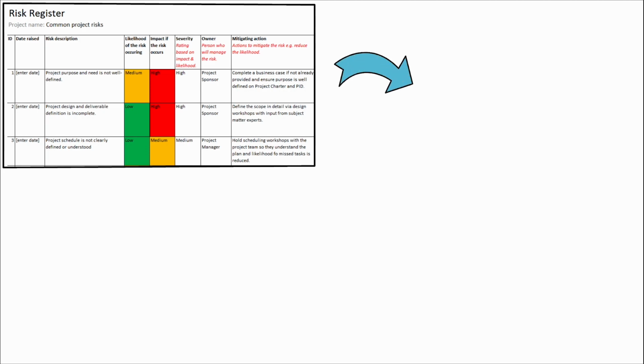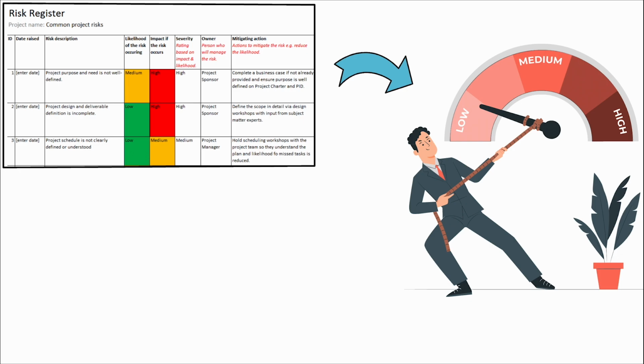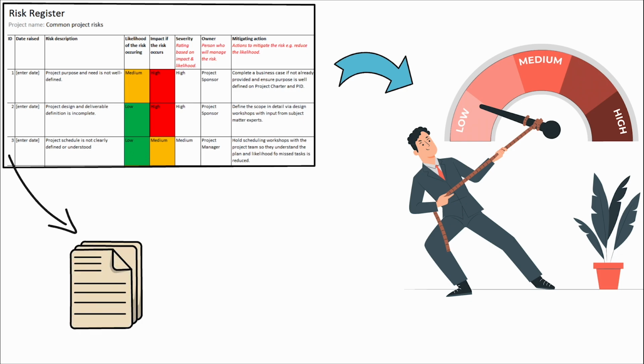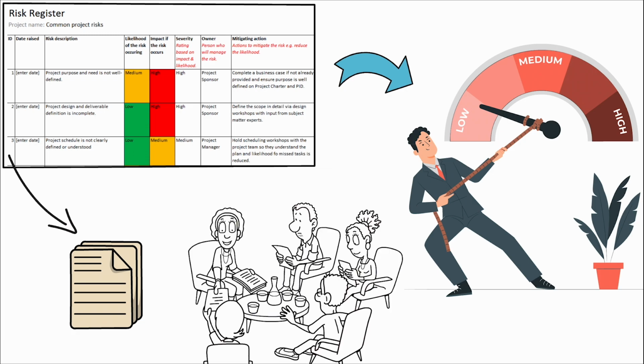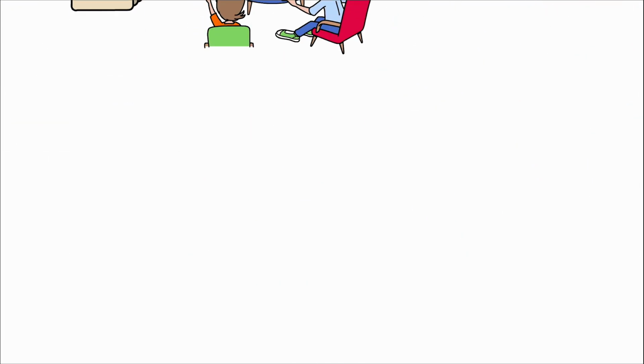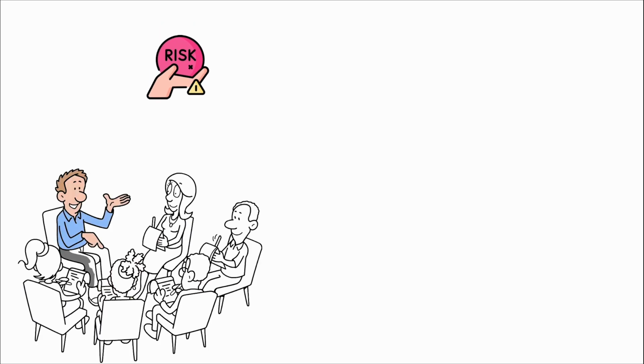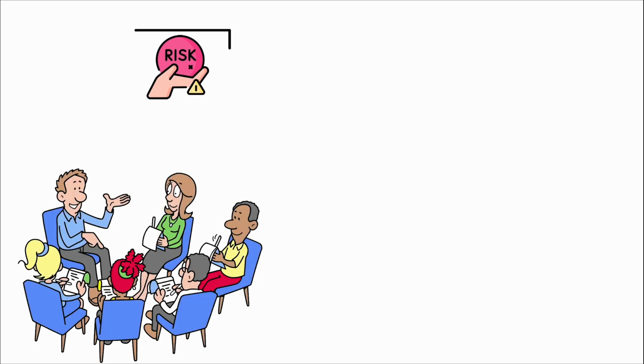Each risk recorded is a step planned, a misstep avoided. The register becomes the project's own libretto, detailing the possible pitfalls and the choreography designed to navigate them. But identifying risks is just the prelude. The true art lies in the analysis, assessing each risk for its likelihood and impact.